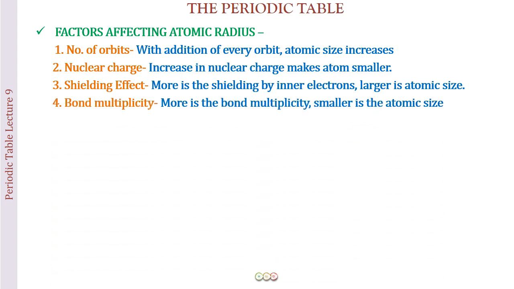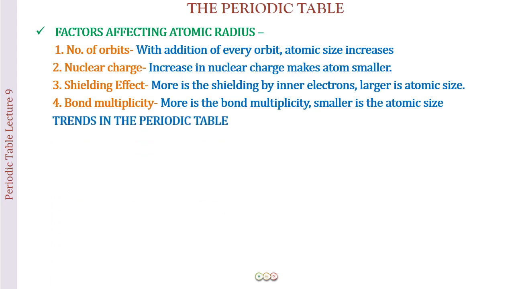And then we have finally the bond multiplicity. What do we mean by that? Bond multiplicity is the number of bonds between the two atoms. So that can be a single bond, a double bond, a triple bond, and the more the number of bonds, the smaller the atomic size. So I hope all these factors are clear to you, and when we are discussing the trends about these atomic radii in the period and groups, all these factors are going to be important.